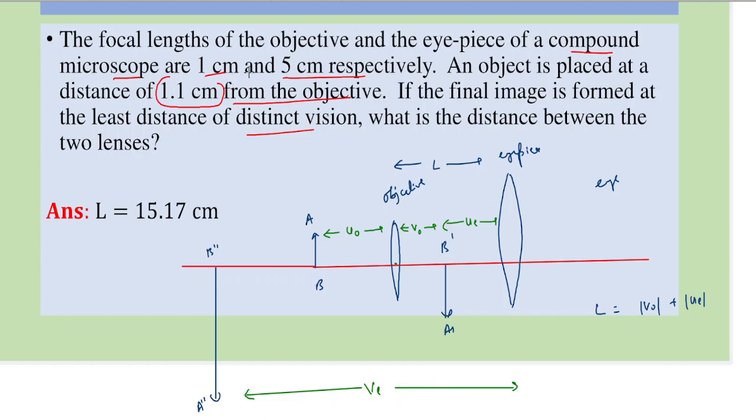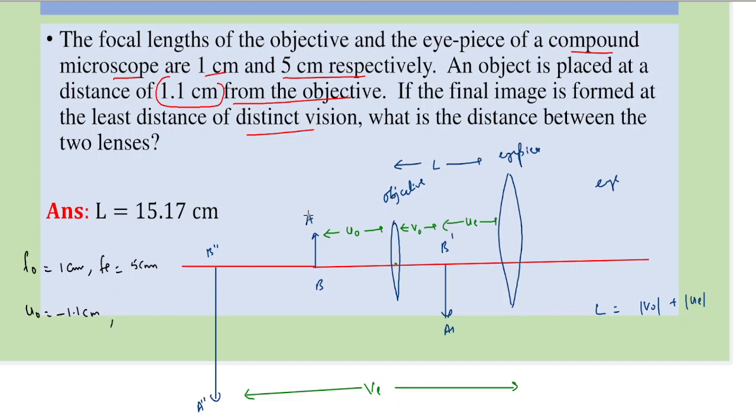The focal length of the objective and eyepiece is given. Both are convex lenses, so it will be positive. The focal length of the objective is given as 1 centimeter, and for the eyepiece it's given as 5 centimeter. An object is placed at a distance of 1.1 from the objective, so U naught is given as 1.1 centimeter. By sign convention it would be negative.